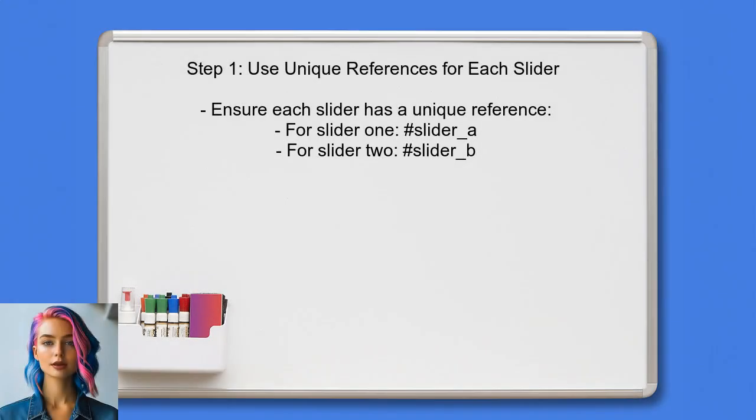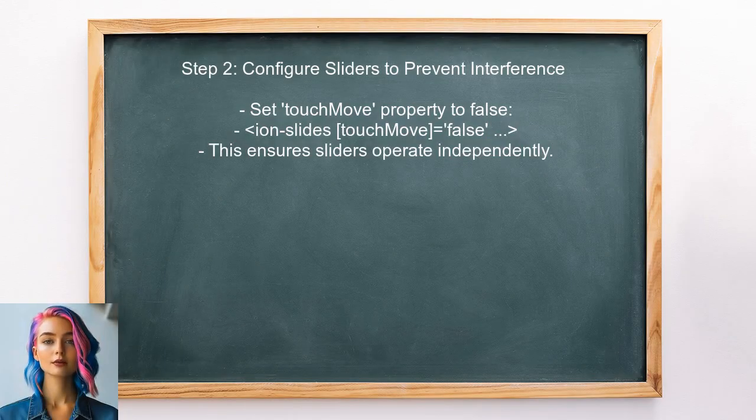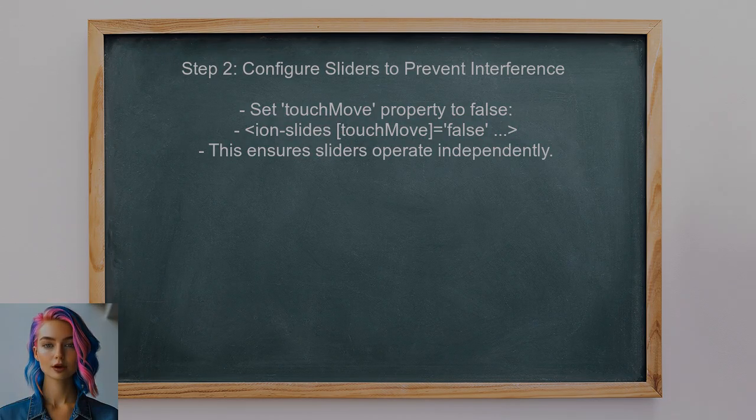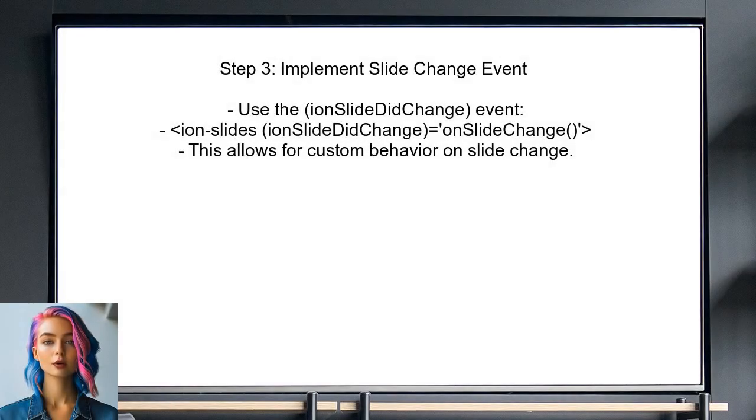To create independent sliders in Ionic 2, the user should first ensure that each slider has its own unique reference. This can be done by using the template reference variable in the HTML. Next, the user should configure the sliders to prevent them from interfering with each other. This can be achieved by setting the touch move property to false for each slider. Now, the user should implement the slide change event to manage the behavior of each slider. This will help in controlling the slides without affecting the other slider.